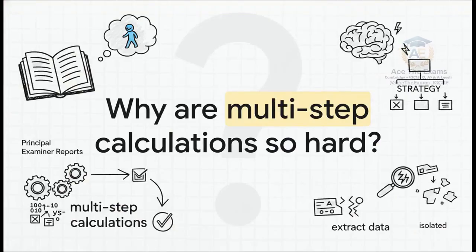So, it's time for a pretty hard truth. You might leave the exam hall feeling totally confident, only to realize later that you completely missed the mark on these specific questions. Why is there such a massive disconnect between studying the material and actually scoring the points? Well, to answer that, we have to look directly at the principal examiner reports, which pose a really crucial question. Why do students find multi-step calculations and method marks so remarkably hard?